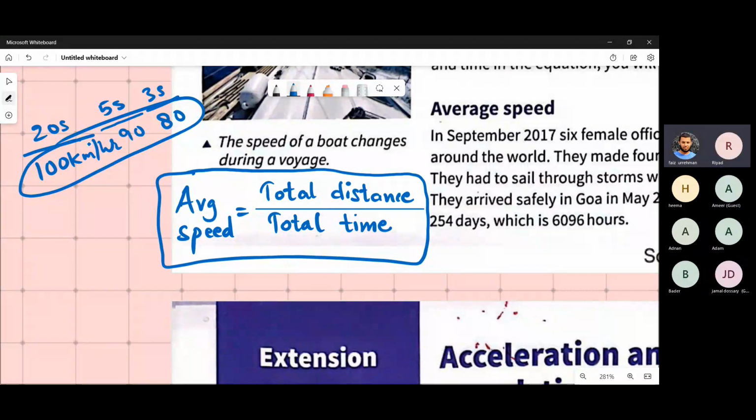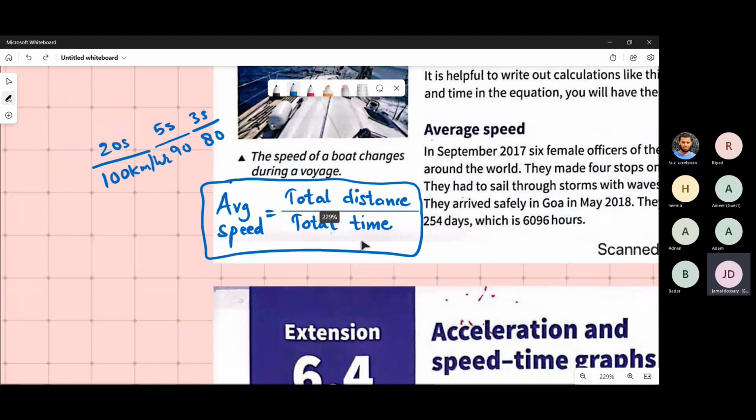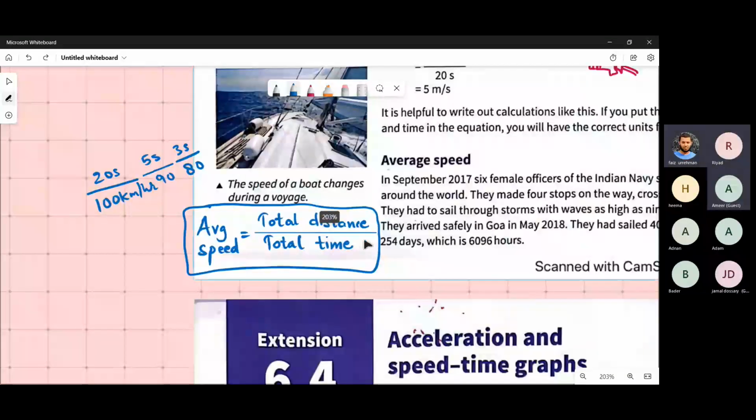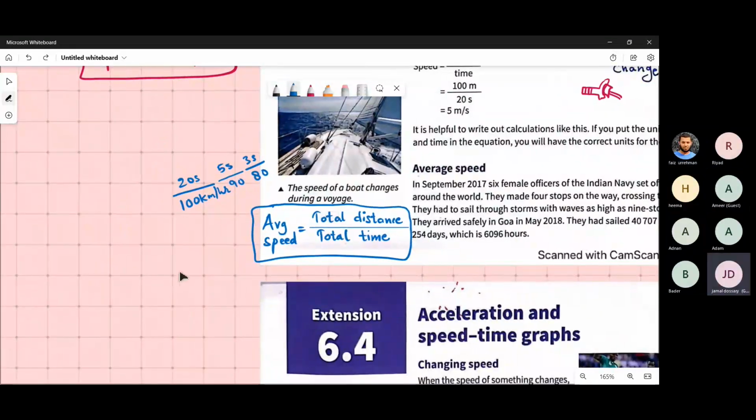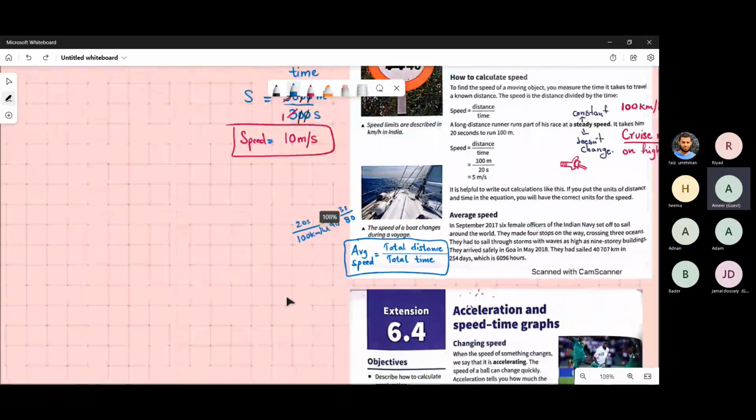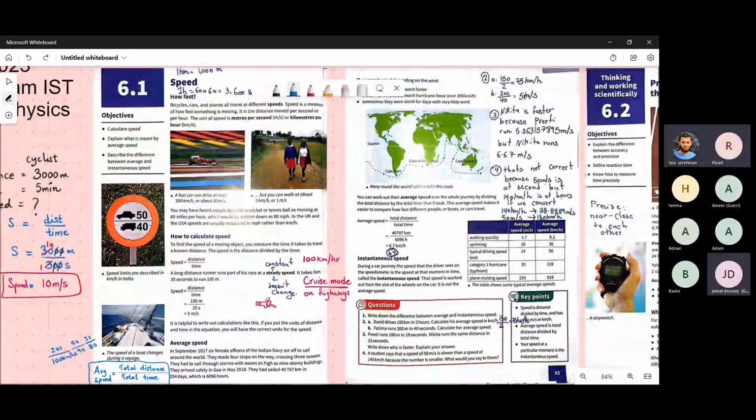So what if someone asks, what is the average speed? What are we going to do? We are going to take total distance and then divide by total time. We are going to get average speed. So it's total distance divided by time. Mister, can you give an example? Okay, I'll give an example.